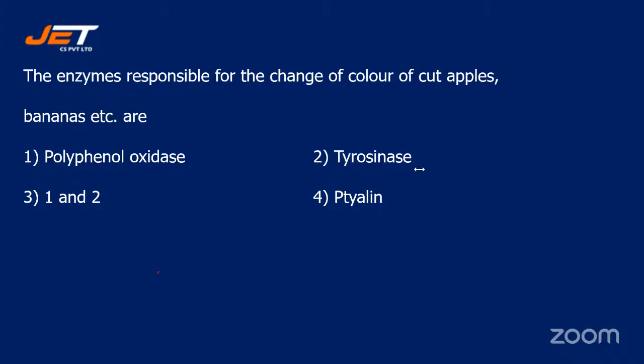Srutasya mentioned it as option 3. Meenakshi mentioned it as option 3. So let us see which is the right answer. Okay. So for polyphenol oxidase and tyrosinase.